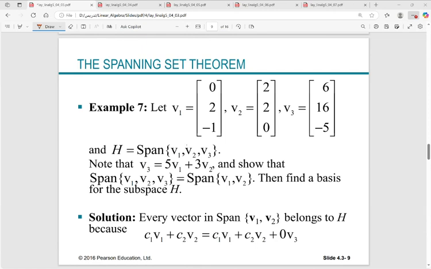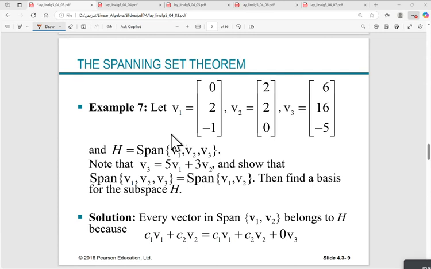Okay, so V1, V2, and V3. These three vectors satisfy the first condition. Their span equals H. But they miss the second condition or property. They don't satisfy the second condition. They are not linearly independent, right? V1, V2, V3 are not linearly independent because, as you may notice, V3 is a linear combination of V1 and V2. Right?